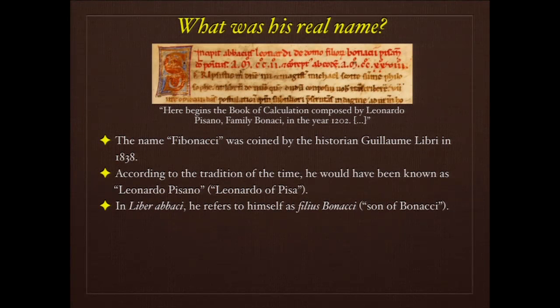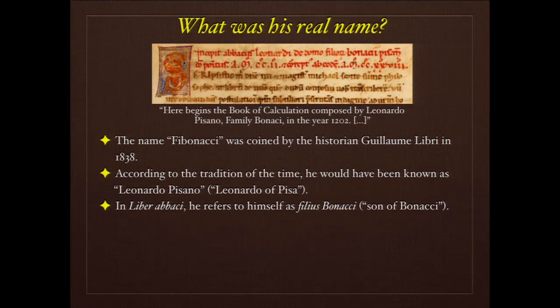That phrase, filius Bonacci, literally son of Bonacci, in Latin is Filius Bonacci. So Fibonacci is just a derivation from Filius Bonacci, given to him in the 19th century. He does, however, distinguish himself by calling himself son of Bonacci in there. That wasn't that common, but he did it. He almost certainly did it.